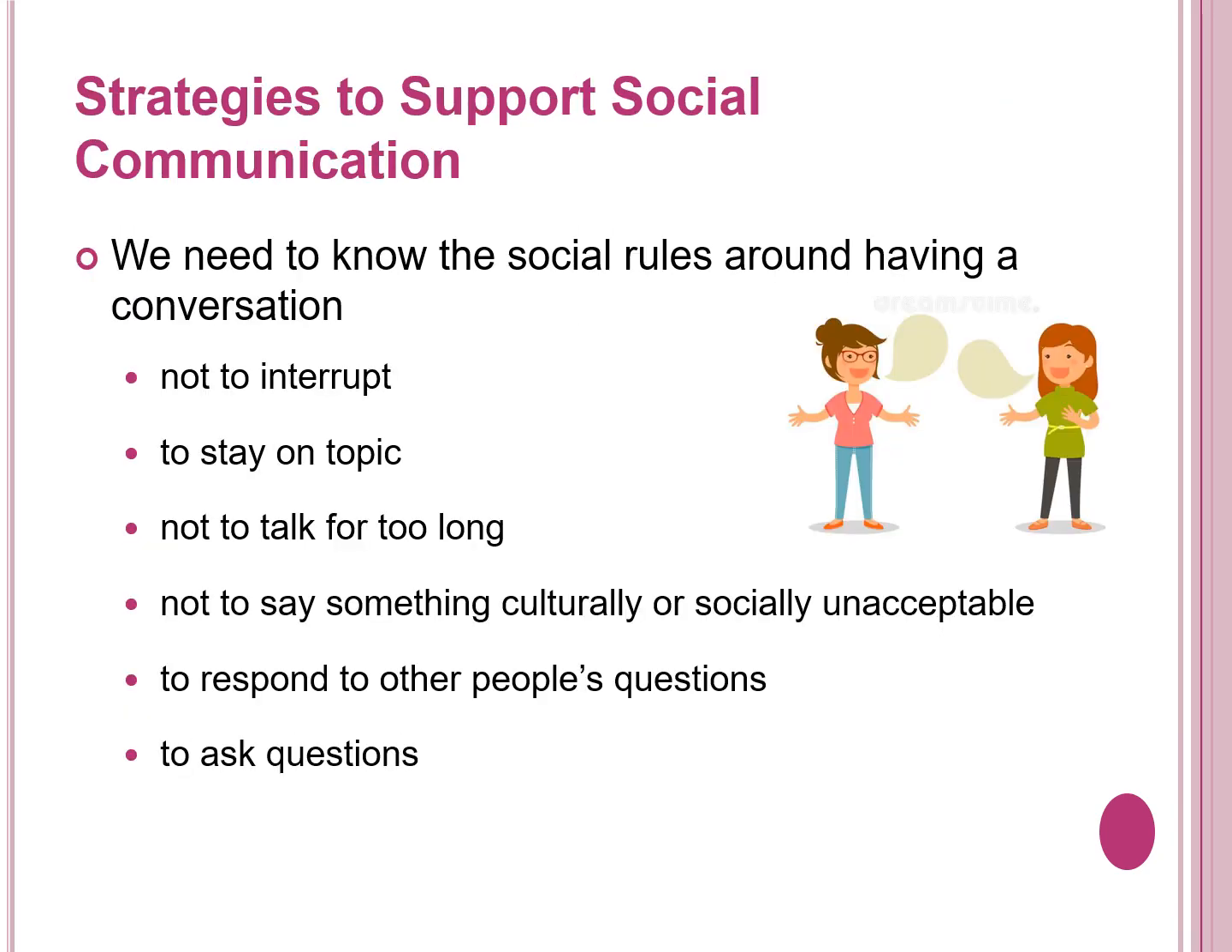As well as learning about general social communication, students with these difficulties may need to be explicitly taught conversation expectations. These are most easily taught within group settings, e.g. a social skills group or another group like Lego Club. These expectations include not interrupting, staying on topic, not talking for too long, not saying things that are culturally or socially unacceptable, responding to questions, and asking questions.